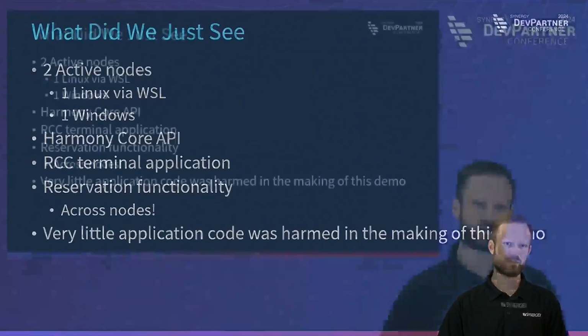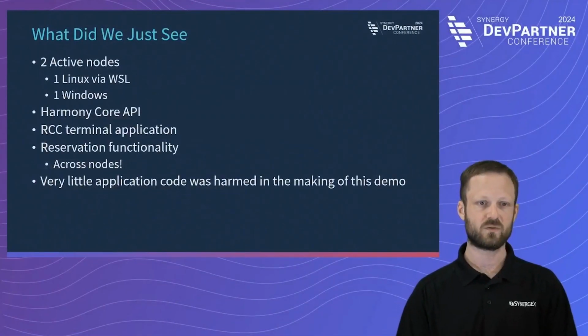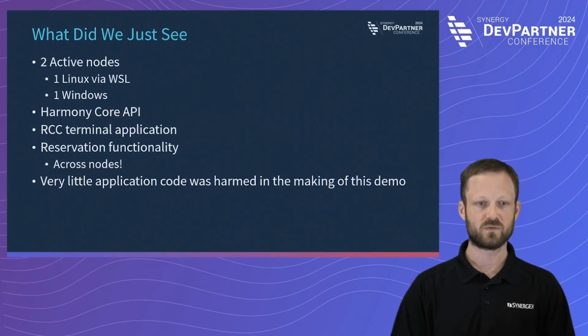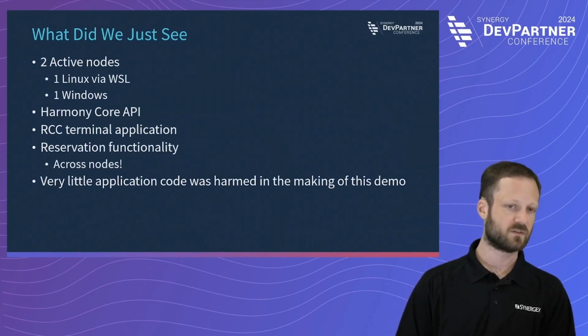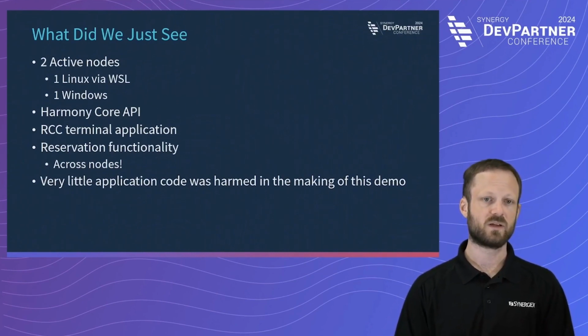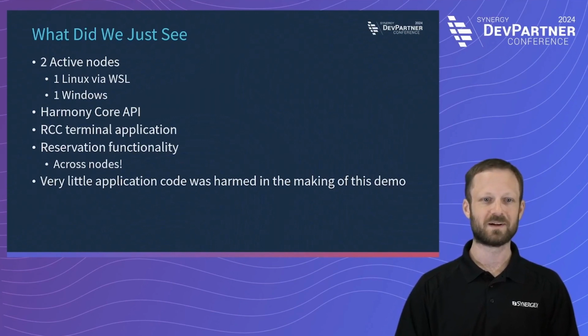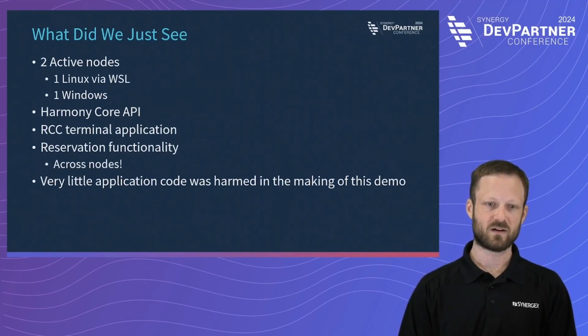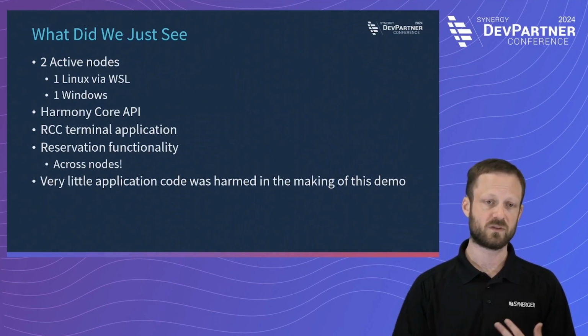What did we just see? So 2 active nodes. One of them's in Linux via WSL. One of them's in Windows. That Linux one could have been containerized. I didn't in this demo, but I do have a Docker file for it. Doesn't really make the demo look any better, but it could be. We had a Harmony Core API that was running on the Windows node. It can run on either one of those nodes, so it's supported on both of them.